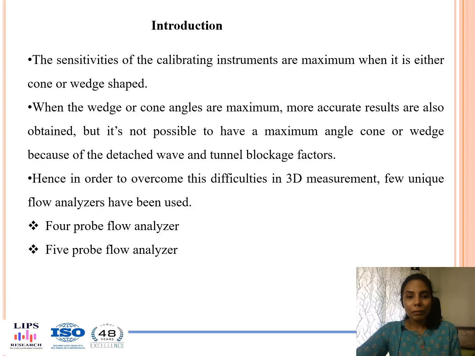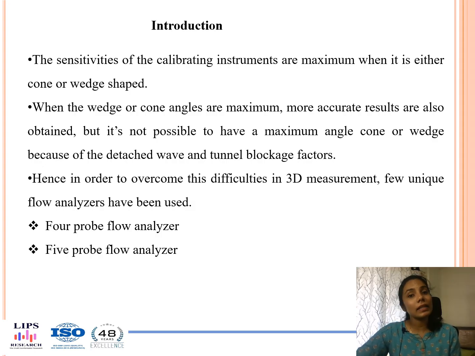In aerodynamic measurements, the shape of the sensing element plays a crucial role in determining the sensitivity. Instruments with cone-shaped or wedge-shaped tips are usually highly effective because they respond strongly to changes in flow direction and pressure. As the cone or wedge angle increases, the sensitivity of the instrument also increases. This means we can detect small variations in the flow more accurately, leading to better measurement precision.